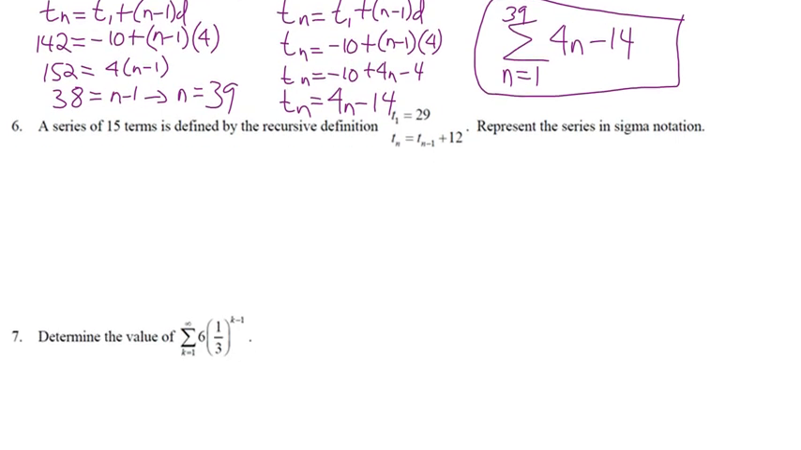A series of 15 terms is defined by the recursive definition: T1 is 29 and T sub n is equal to T sub n minus 1 plus 12. Represent the series in sigma notation. So how should we tackle this? What's the first thing we should do, really? Let's write out the series, right? So we're going to get 29 plus, what's the next term of this?